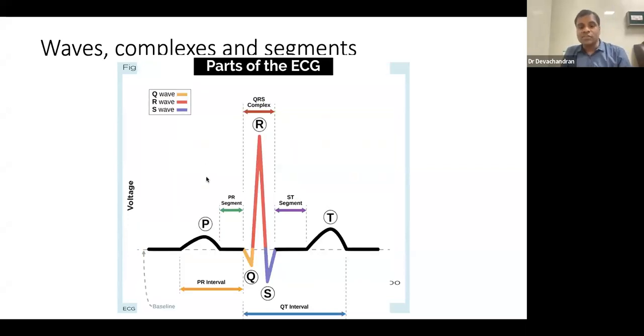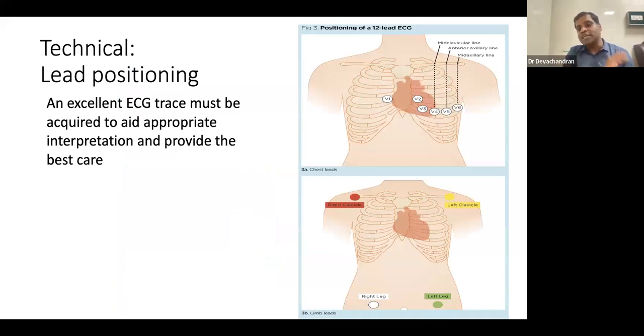And there are segments. The two segments are the PR segment and the ST segment. We will not talk about the PR segment. We will only talk about the ST segment briefly. The ST segment goes from the S to the initiation of T. When it goes up or down, it indicates myocardial ischemia. It indicates some problem with blood perfusion to the heart. Okay, so that's the nitty-gritty stuff.